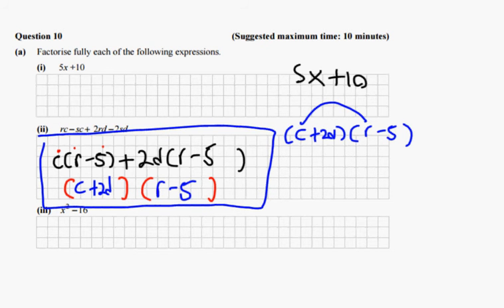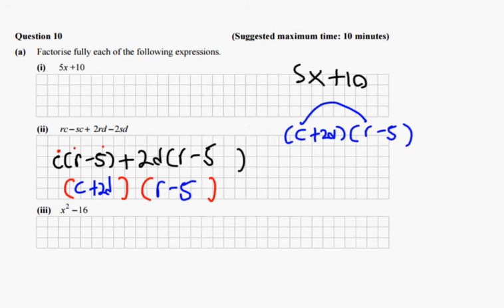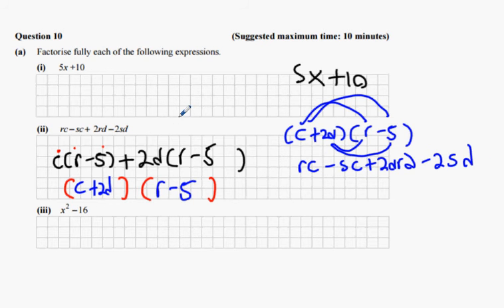But what I can say is that if you have time in the exam, when you have a bit of time at the end, just quickly multiply it back out. RC, and then minus SC plus 2RD, and then finally minus 2SD. Is it the same question? It's the same question, which means that you got it right. Yes, Aaron?